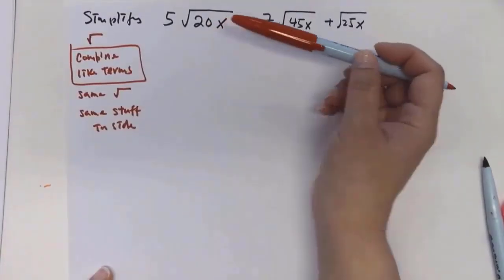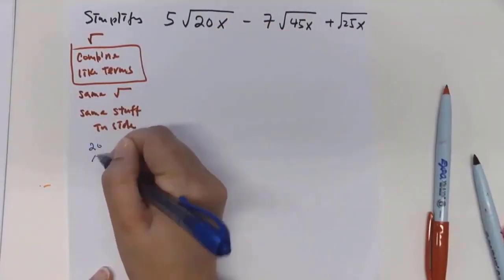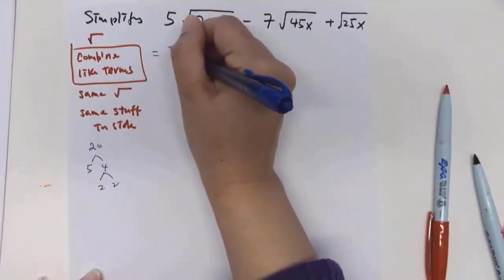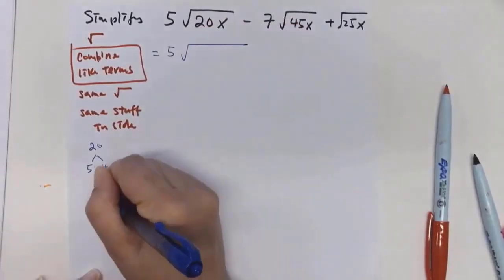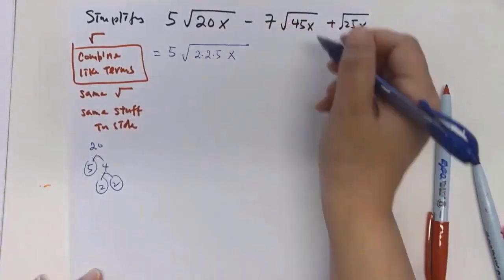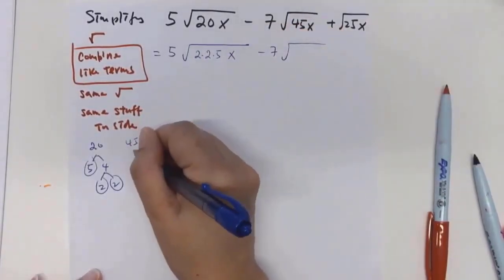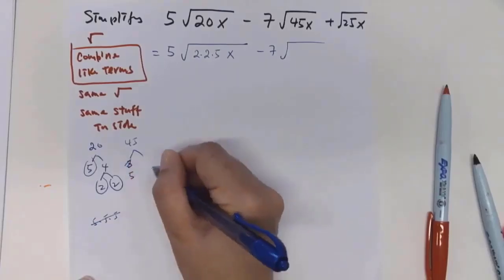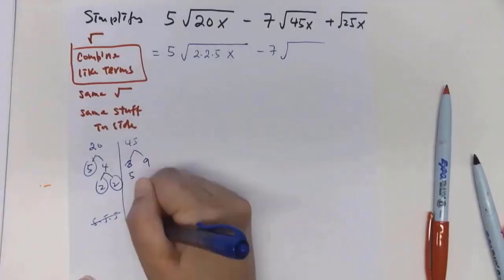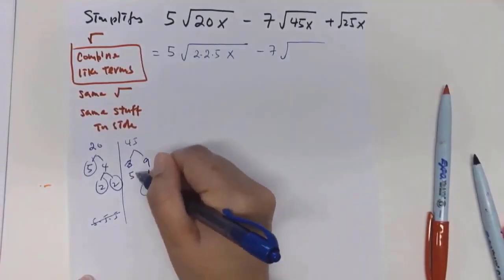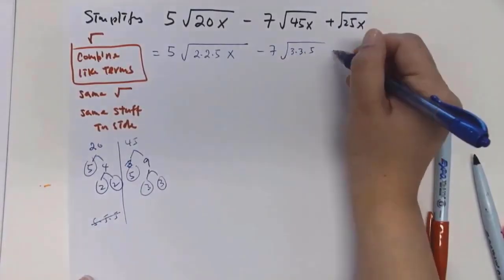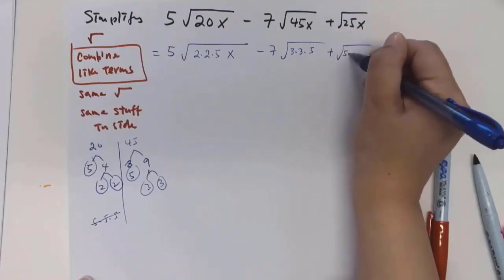Can we simplify 20x? 20 can be 5 and 4, 2 and 2. So we're going to have 5 inside. We have 2, 2, 5, x. 45 can be, you end with 5, 5 times what? 9. 5 times 9, and then 3 times 3. Okay, so don't rush it, just do it slowly. So we have 3 times 5. 25 is what? 5 times 5 and x.